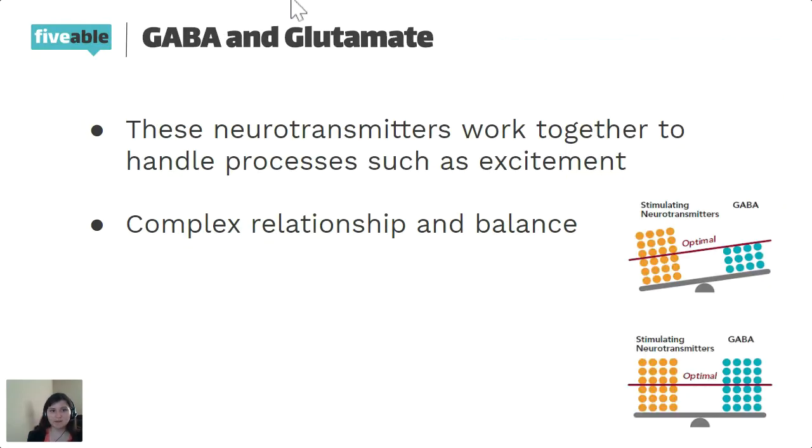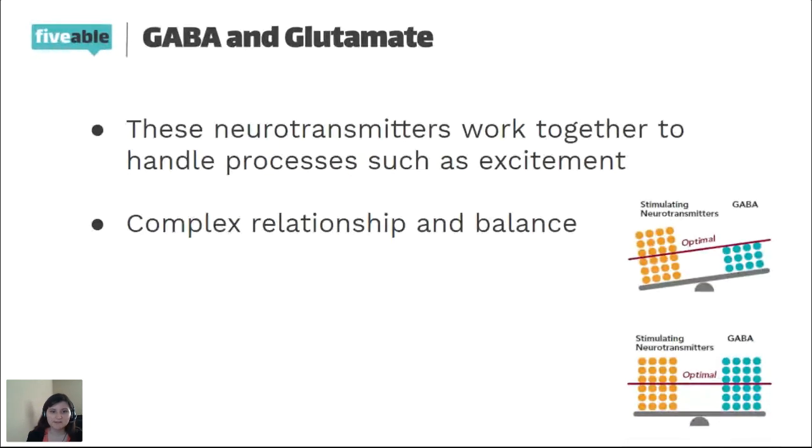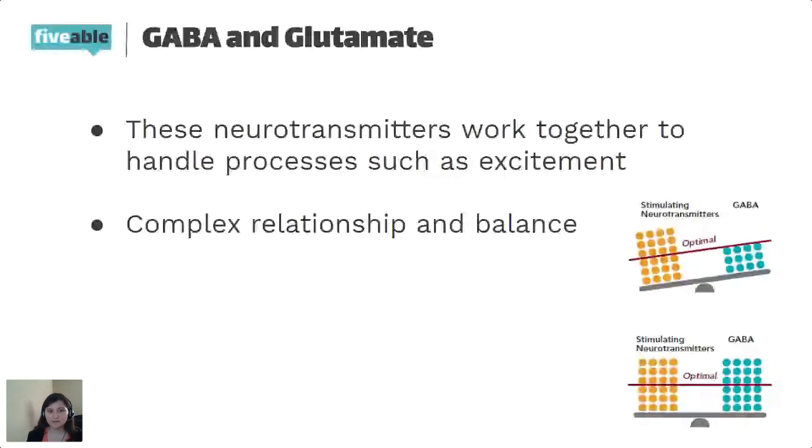Now, GABA and glutamate. These neurotransmitters work together to handle processes such as excitement, and they have a complex relationship and balance. You don't want to have too much of one or too little of the other. You want to make sure that you have an even balance, otherwise that neurotransmitter will begin to mess with your whole body's chemistry.